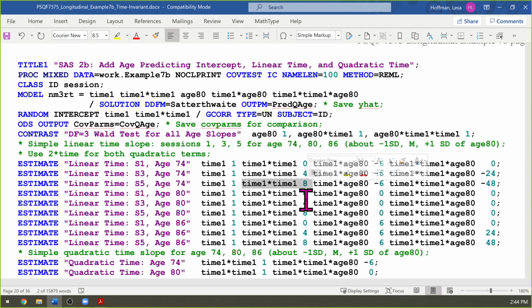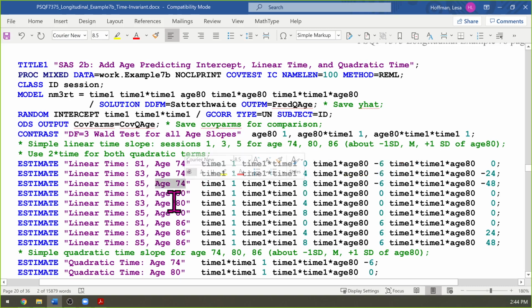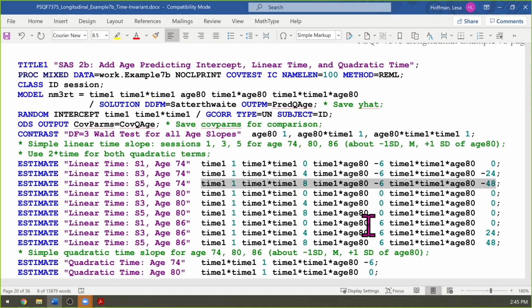Okay, with me so far? So one thing to note in here is that even though I'm asking for predicted ages, I don't have age by itself. The only terms that go here have to have time 1 as part of them. So scan through your model, find all of the terms that have time 1 in them, and they go in here.